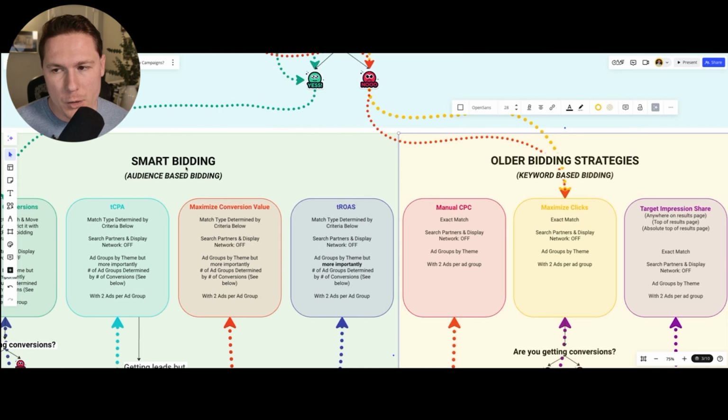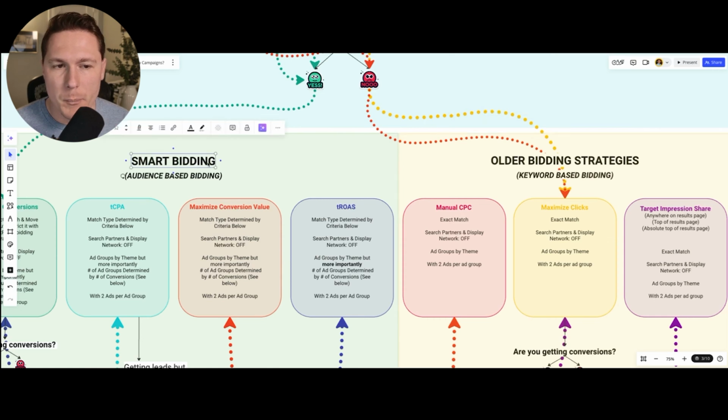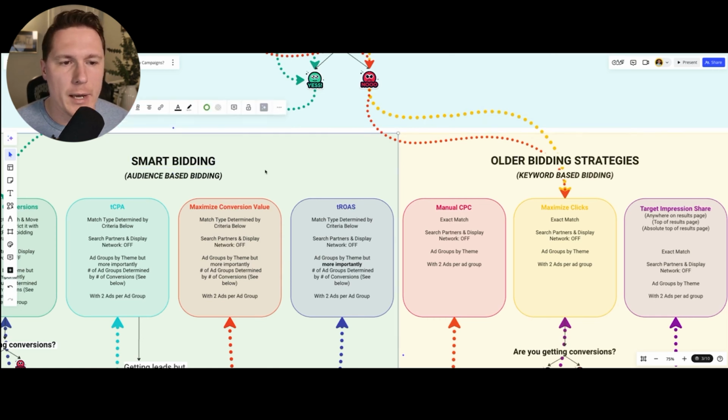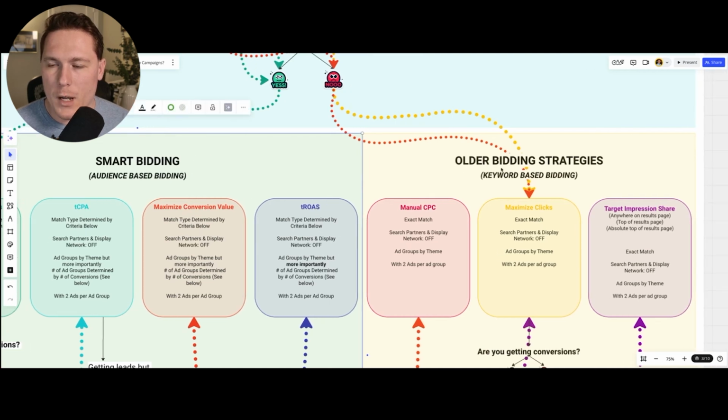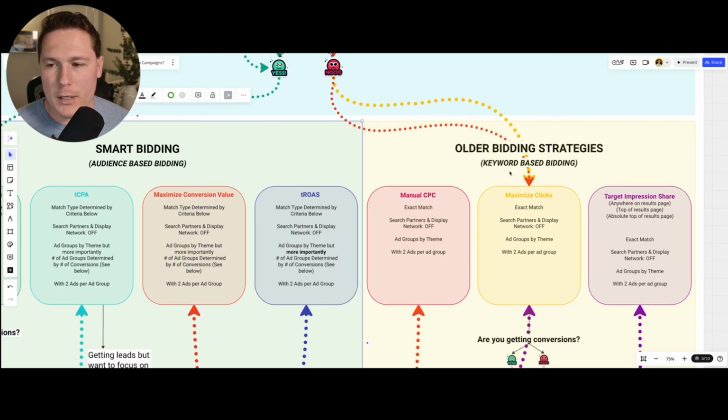But I do want to break up, before we go on, these bidding strategies into 2 different buckets. So smart bidding, which are the newer bidding strategies, they're based off of audiences, what Google understands and knows about the person and the user searching. Now, for the older bidding strategies, these are highly dependent on the keyword and specifically going after not necessarily who is searching, but what they are searching.